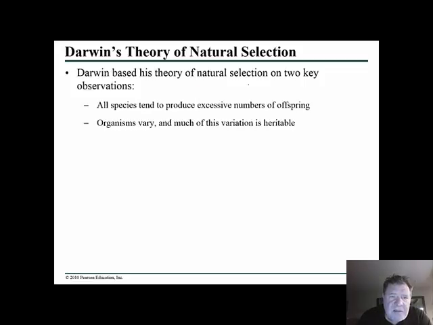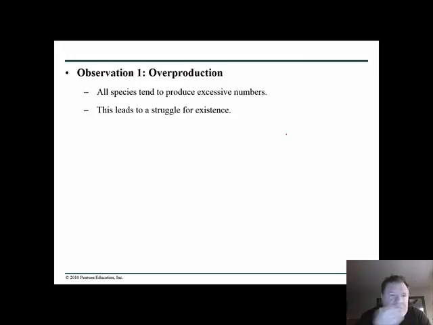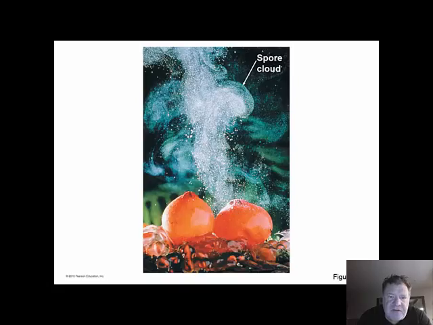In order to get natural selection, he needed two key observations. All species tend to produce excessive numbers of offspring, so not all of your offspring are going to survive. And again, these organisms vary, and much of the variation is heritable. So observation number one, all species tend to produce excessive numbers, and this leads to a struggle for existence.